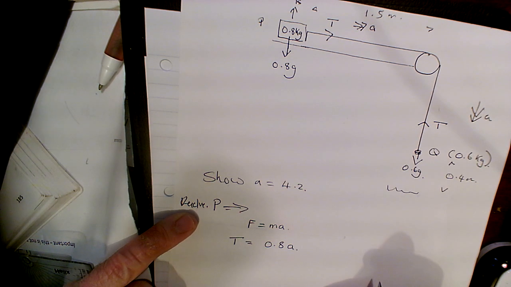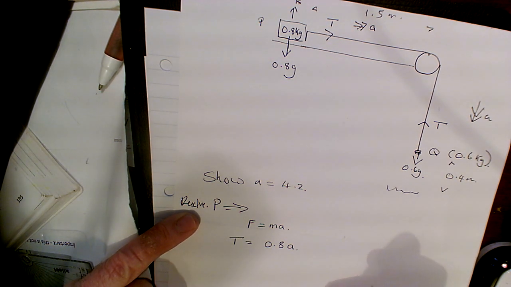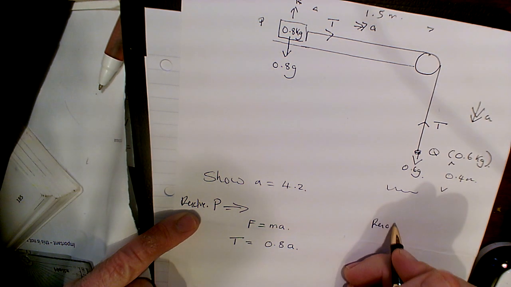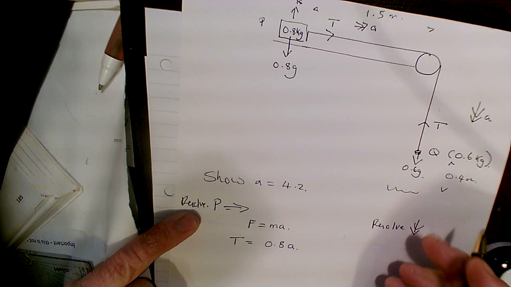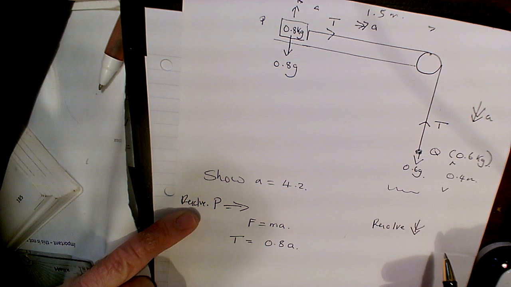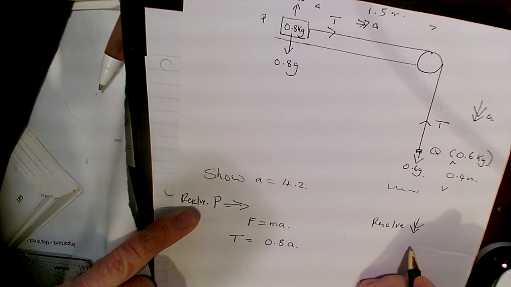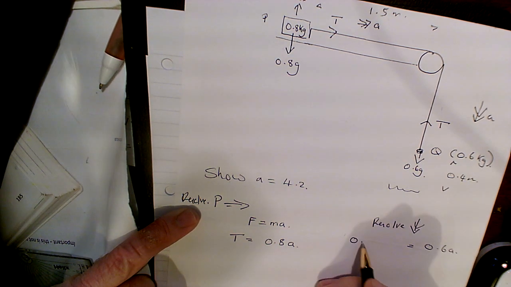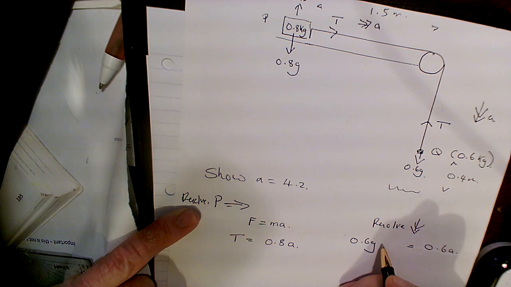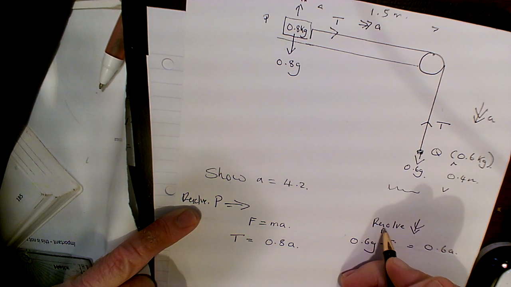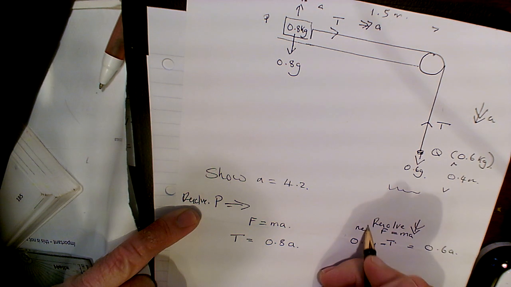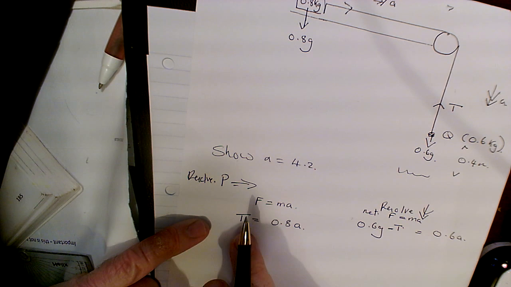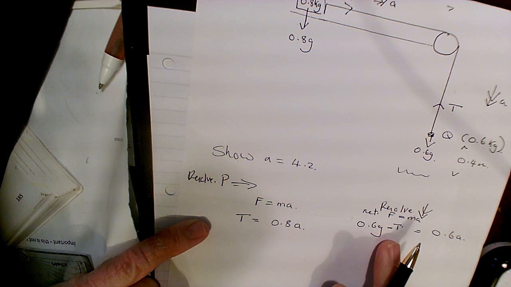Now for Q, which is slightly more complicated because it's vertical, which we're used to doing. So resolving, again we're going to resolve downwards because that's the direction of the acceleration. So resolving downwards, we've got 0.6A and we've got the forces 0.6G minus the tension.